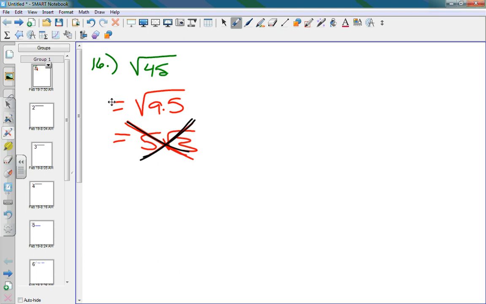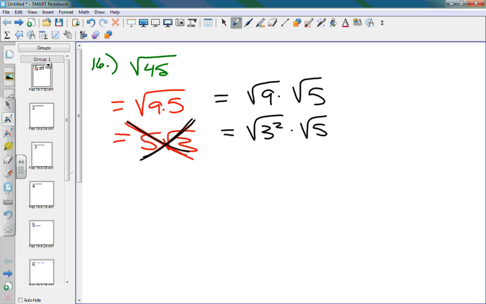So the way we're going to do that is we're going to tear this thing apart. We're going to make this the square root of 9 times the square root of 5. Now, how do I rewrite 9? 3 squared times the square root of 5. Now, what do we know about powers and roots? They cancel each other out. So if they cancel each other out, those are gone, and I'm left with 3 square roots of 5.